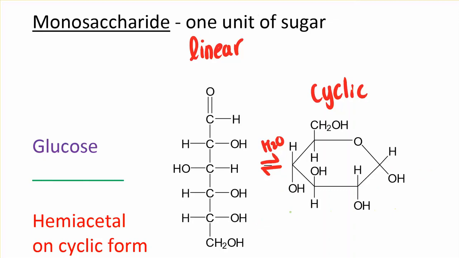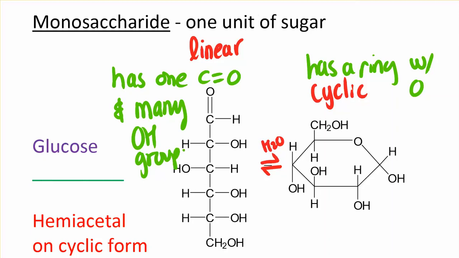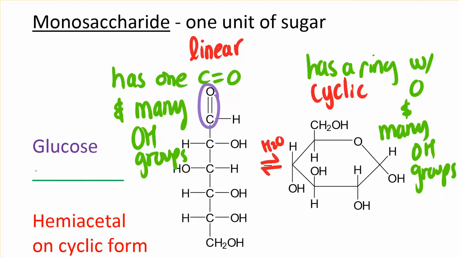Let's see, what else do I need to tell you? Well, one way we can spot that these are both monosaccharides is that the linear form has one carbonyl carbon, and the cyclic form has a ring with oxygen in the ring, and both of them have many OH groups. So that's what you look for to spot a monosaccharide. You want to look for the oxygen, carbonyl, or in the ring, and then lots of OH groups. Let's fill this out. Is glucose an aldehyde or a ketone? Since that carbonyl is on the end, it's an aldehyde. So we would say glucose is an aldose.